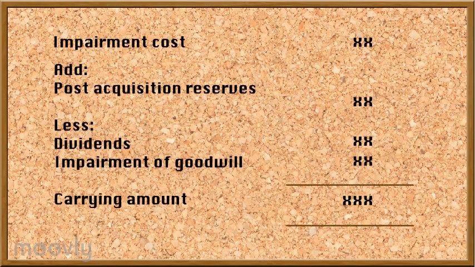Impairment at cost. Add post-acquisition reserves. Less dividends. Less impairment of goodwill. Equals the carrying amount.